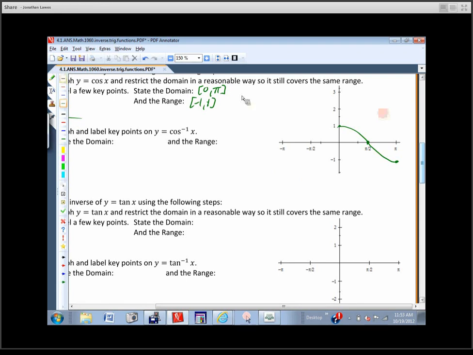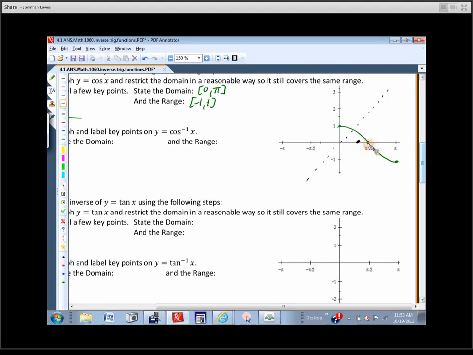I am going to draw the line y equals x on here. And just kind of tilt your head a little bit and eyeball what this is going to look like. And let's get a couple points exactly on there. This point on the original function is 0, 1. So what must be on its inverse? 1, 0.